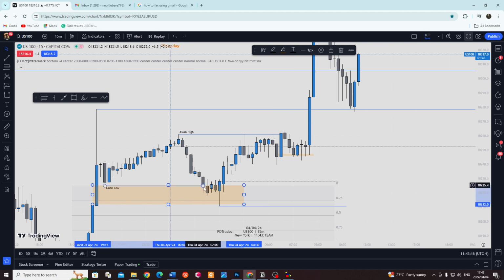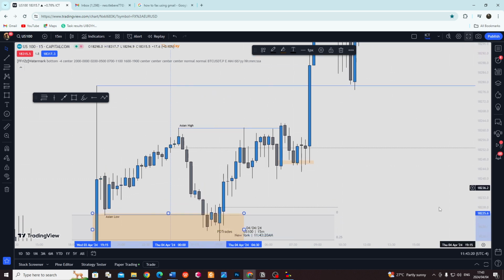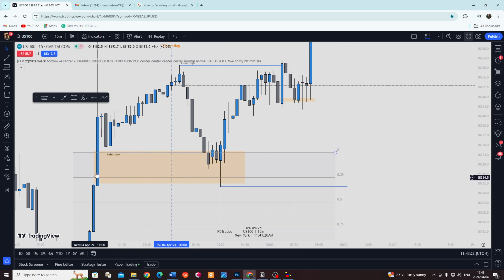So what did the market do? The market went inside this fair value gap. It's crazy. You're gonna see. I'm gonna show you some things. So what did the market do? The market went inside this fair value gap, right?